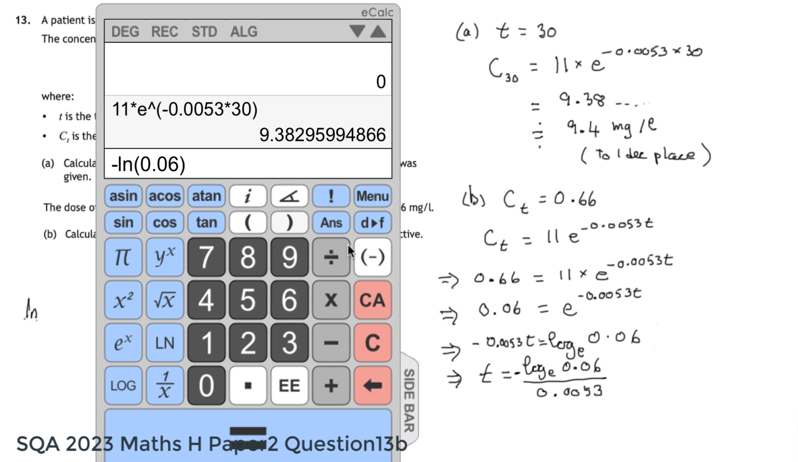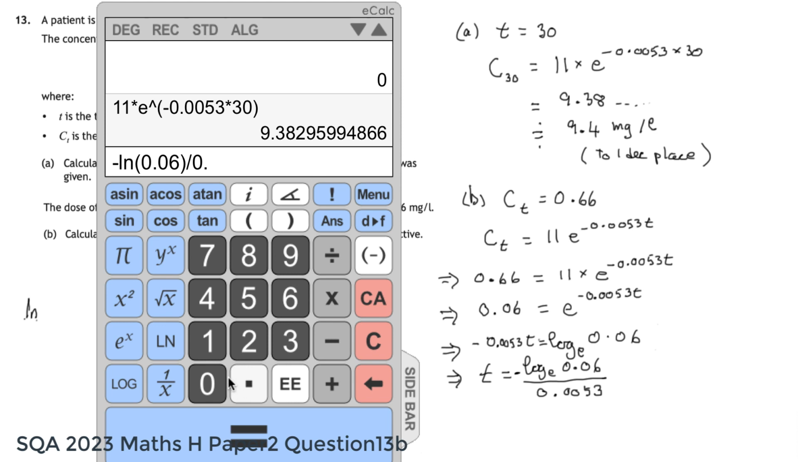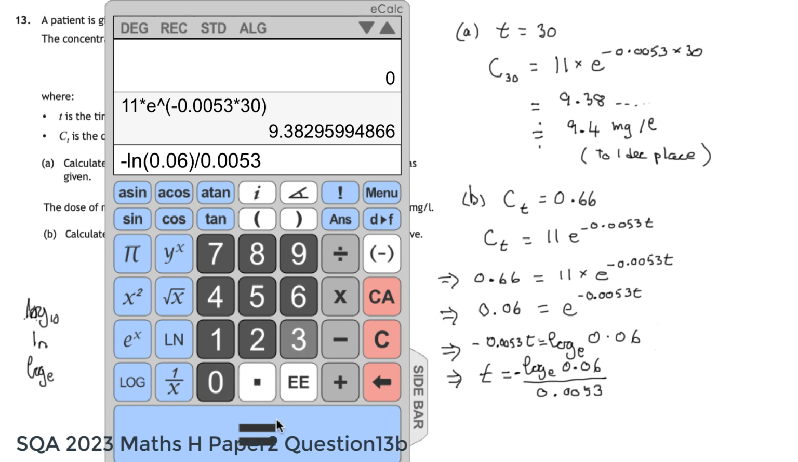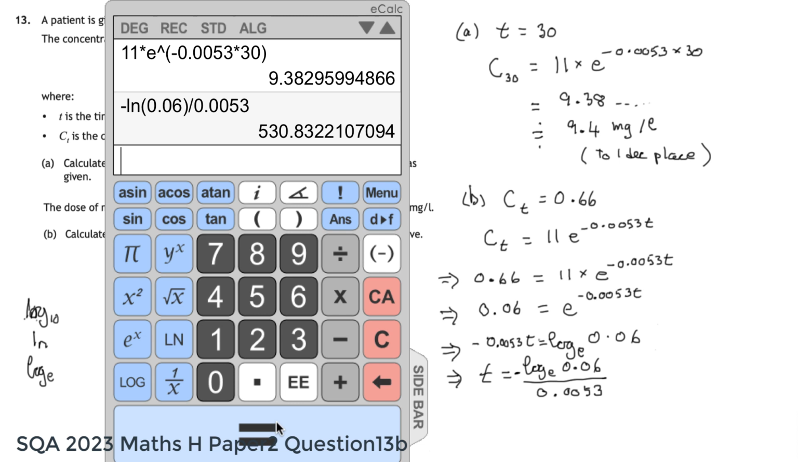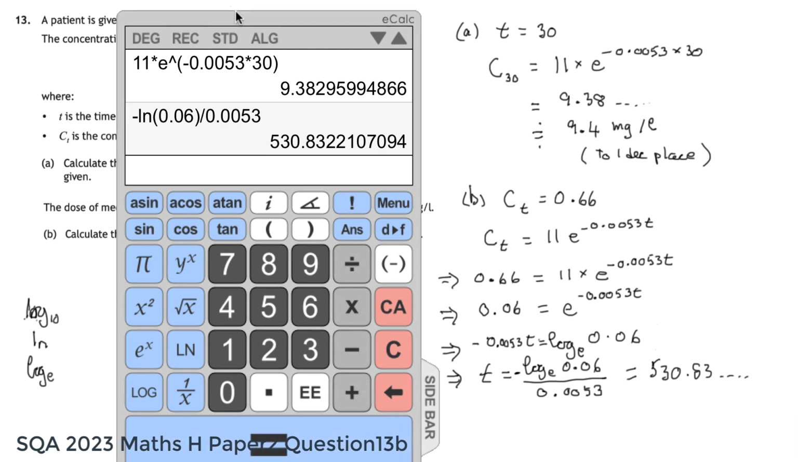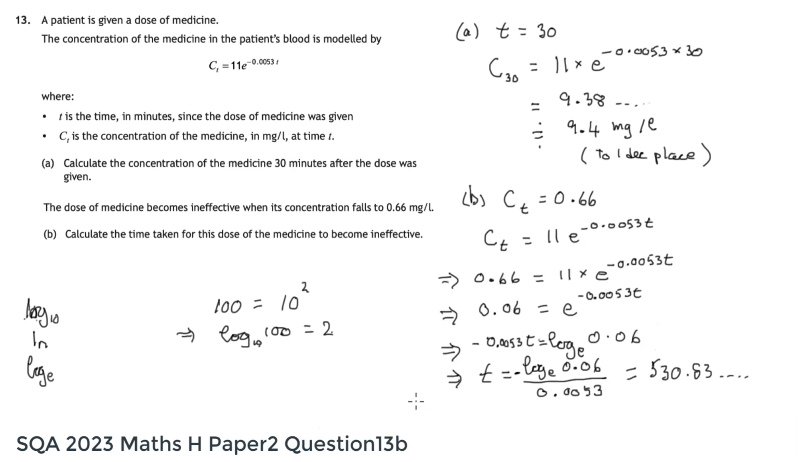And then we have to divide by 0.0053. And there's our answer. It's positive 530.83 and so on. Now that's the time that elapsed, so required time is, we'll say 531 minutes to the nearest minute if I round it off.